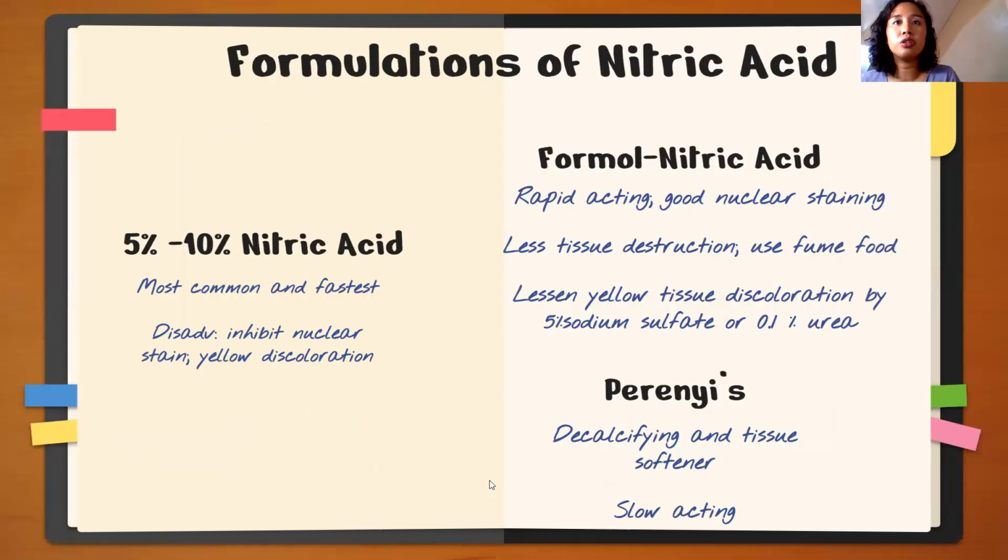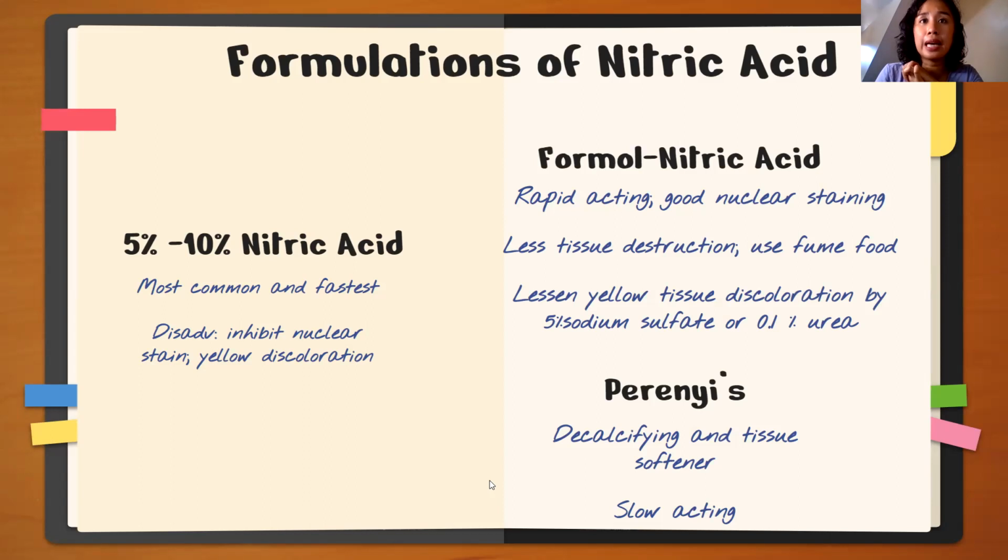Let's start with nitric acid, which has many formulations. First is 5 to 10% nitric acid. It is the most common and the fastest. However, it inhibits nuclear staining and causes yellow discoloration. At 5 to 10%, it is perhaps not so corrosive to the hands, because concentrated nitric acid is extremely corrosive and has fumes, so you have to use it under a fume hood.